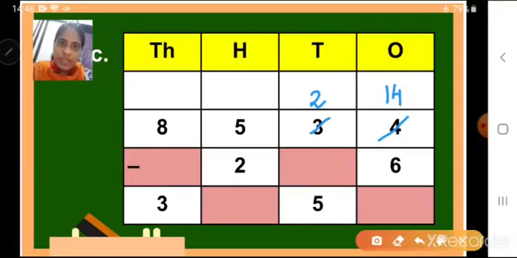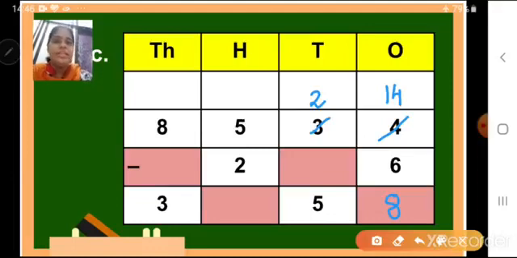Now it is possible. 14 minus 6? Yes. What is 14 minus 6? Children, count after 6. 7, 8, 9, 10, 11, 12, 13, 14. Correct. We got 8 fingers. So my answer will be 8.